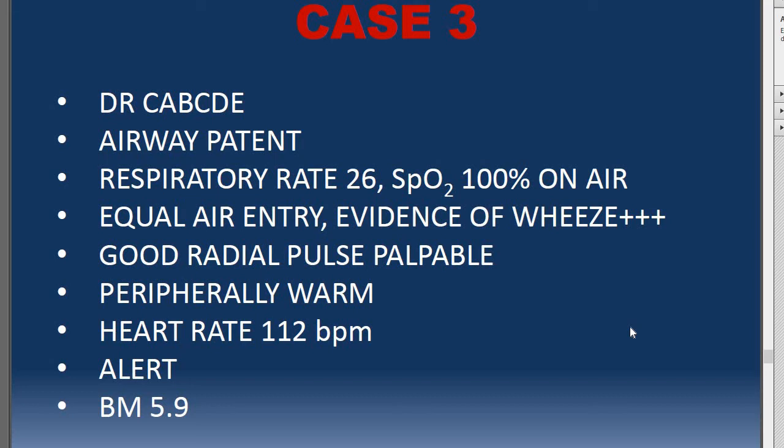And she's got equal air entry. She's got evidence of lots of wheeze. She's got a good radial pulse, so blood pressure is over 90. Peripherally warm, so the body's circulating blood around nicely. Heart rate is 112, so that's a bit of an indicator that the body's not happy. She's alert, and the BM is 5.9.